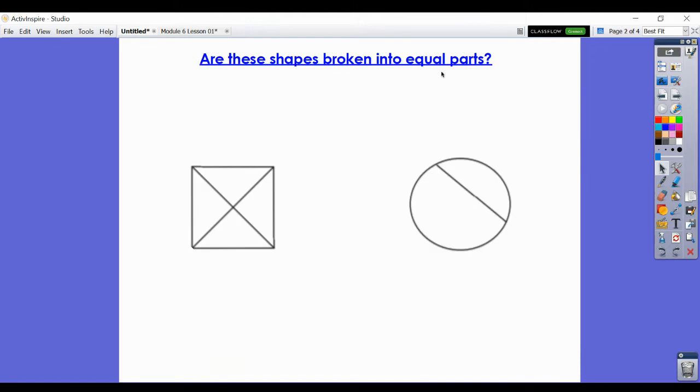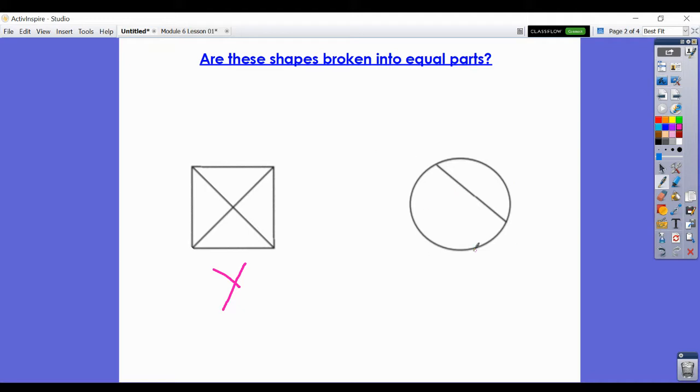So the question is, are these shapes broken into equal parts? If you look at this shape right here, it is split into 4 parts. Well, if you have to think about if we were to take these apart, would they be the same shape and size? This one would be yes, because if you took this apart, it'd all be the same.